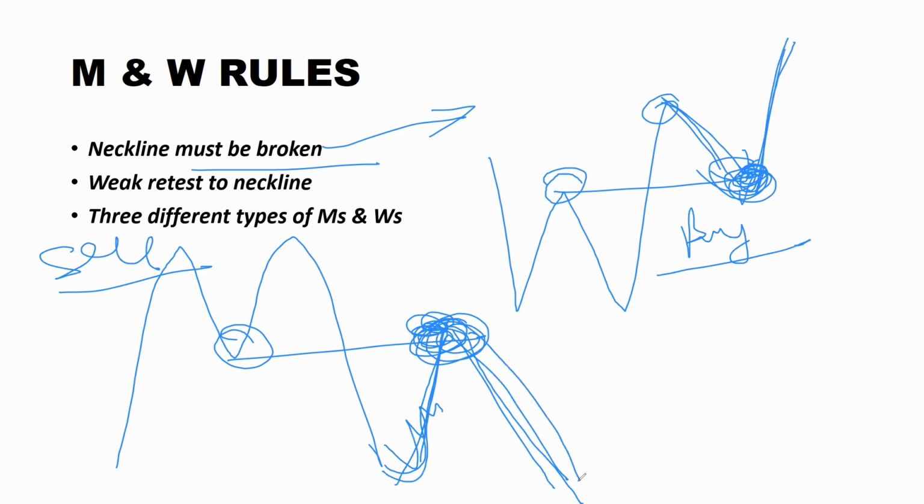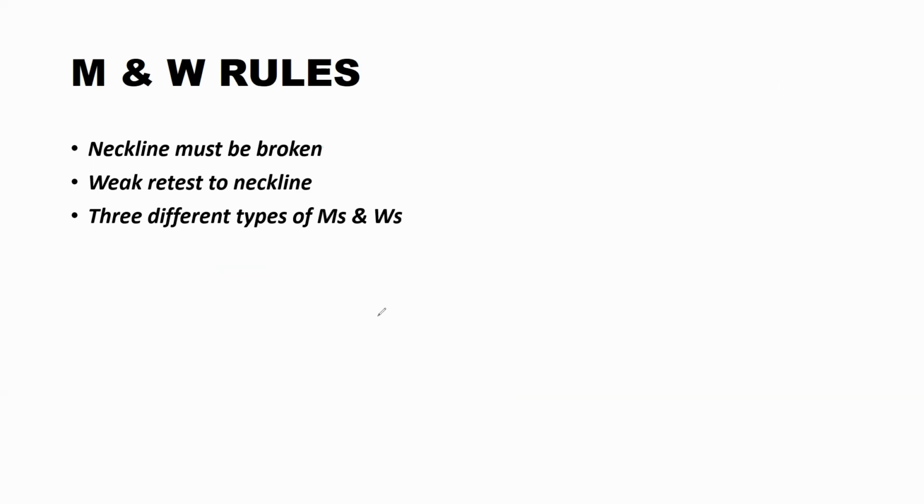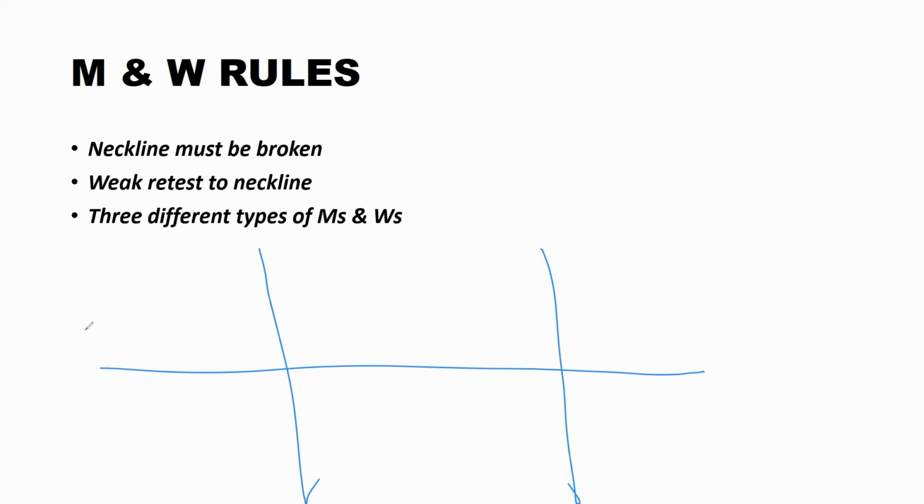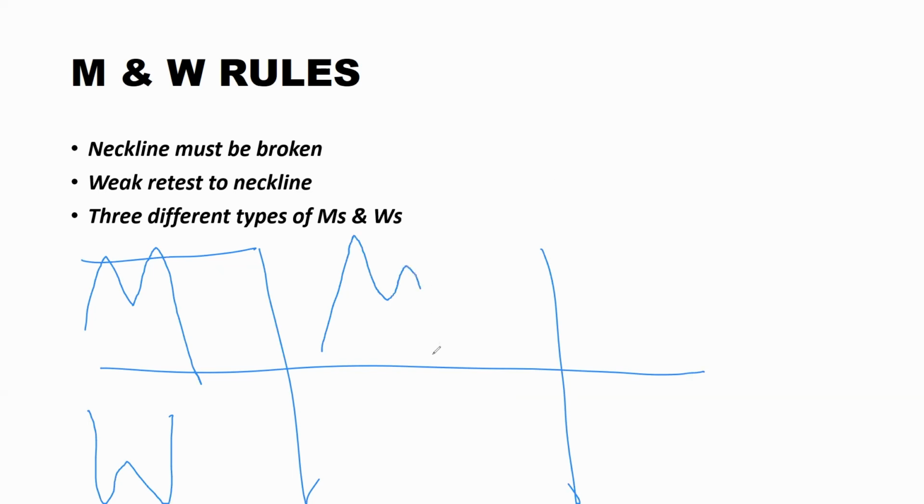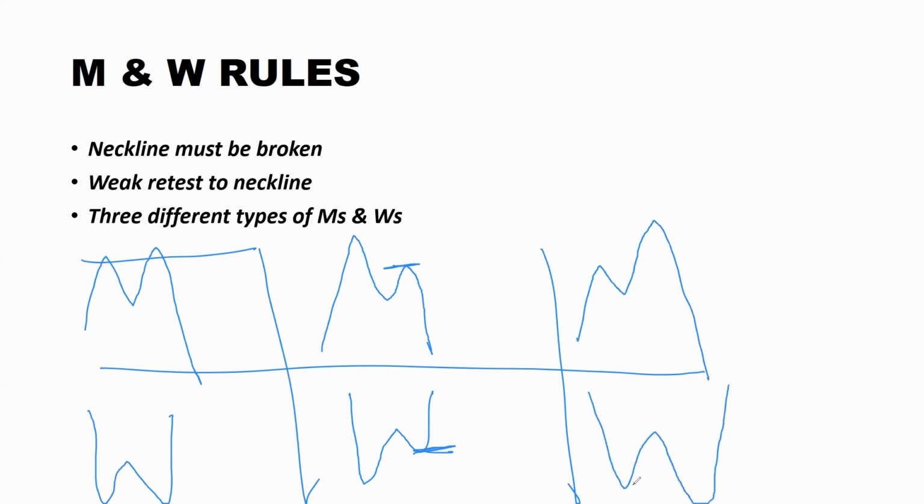Then also you have to put in mind the different types of M's and W's. They're just the opposite of the other. For example, the first one we have is the double top, right? Then also in a W, we have the double bottom, just the opposite of this. The second type is this type of M with a lower high. Then also we have a type of W with a higher low. The third type, we have a type of M with a higher high. Then also here we have a type of W with a lower low. So these are the different types of M's and W's that we have.